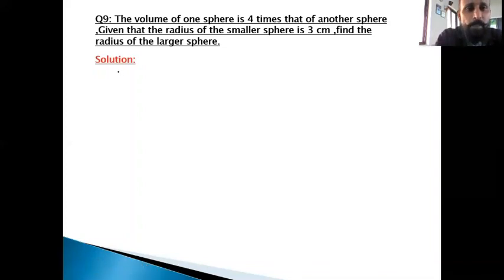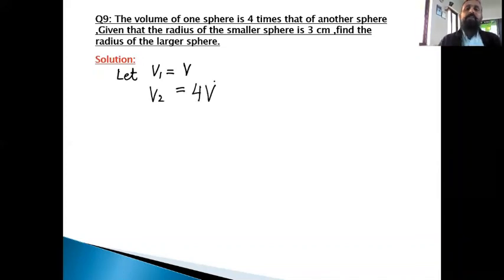See, let's suppose the volume V1 be V. Now, what are they saying? The volume of another sphere is 4 times the volume of the other sphere. So we have supposed the volume of the first one as V. Now V2 is 4 times V, 4 times the first one, right? Given that the radius of the smaller sphere is 3 centimeters, find the radius of the larger sphere.